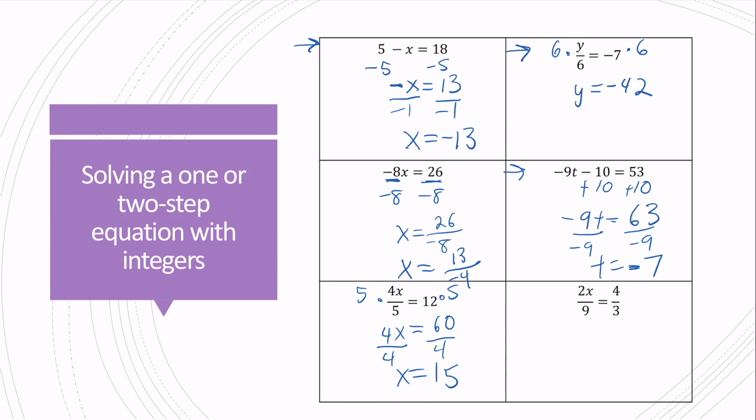Now I have two fractions. So I have 2x over 9 equals 4 over 3. I'm going to multiply both sides by 9. So that gives me 2x equals 4 times 9, 9, 18, 27, 36 over 3. Well, 36 divided by 3 is 12. 2x is 12, so I have x equals 6 when I divide both sides by 2.